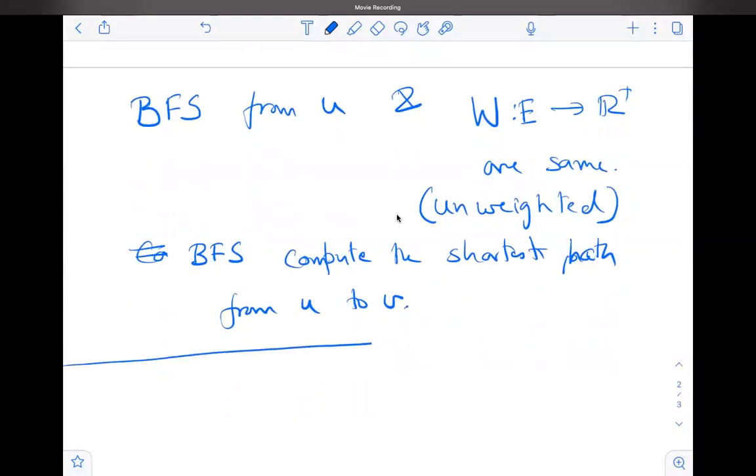But if it is not unweighted, meaning the weights are different, then what will you do?